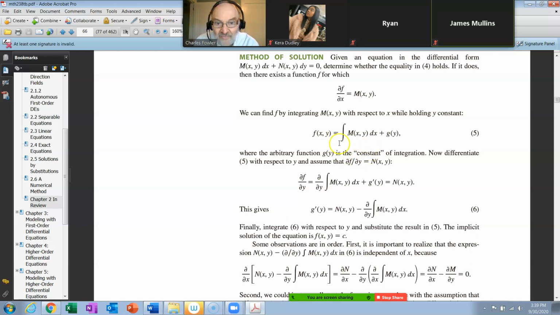Okay, so this is your f(x,y). Now, what we're going to do is differentiate this with respect to y. Okay, because the partial of f with respect to y should be your N(x,y). So you do that. Take the partial of this with respect to y. Now this is no longer an integral. You've already evaluated the integral. We just don't know what it is. And this is just a function of y, so that's going to be a derivative of g. Okay, that's what you get here.